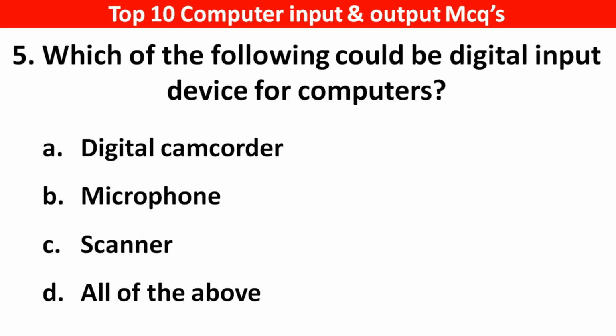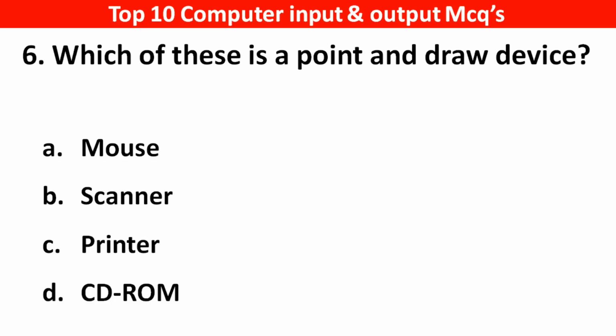Next question. Which of the following could be a digital input device for computers? Options A, digital camcorders. B, microphones. C, scanners. D, all of the above. Right answer is option D, all of the above. Next question. Which of these is a point and draw device? Options A, mouse. B, scanners. C, printers. D, CD-ROM. Right answer is option A.